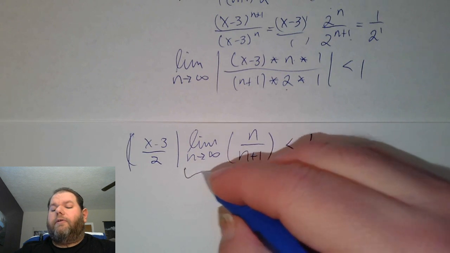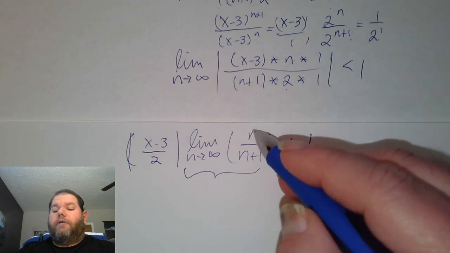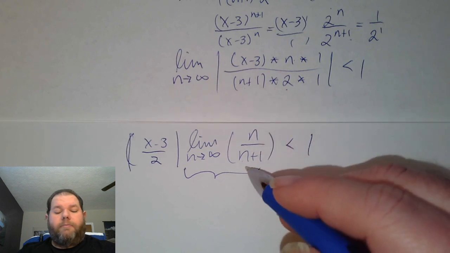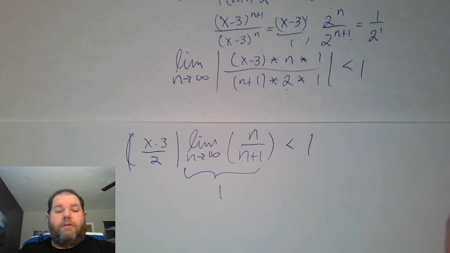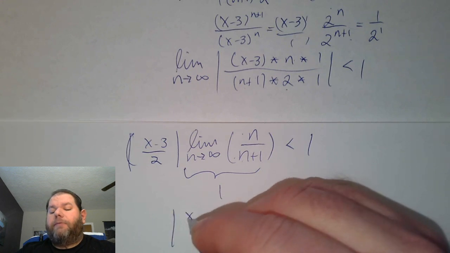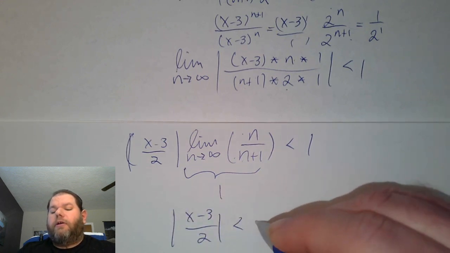Okay, so now we look at our value of our limit here. We have the same exponent on top and bottom, or if we apply L'Hopital's rule, either way, the limit is 1. 1 over 1. Okay, so we end up with the absolute value of x minus 3 over 2 is less than 1.